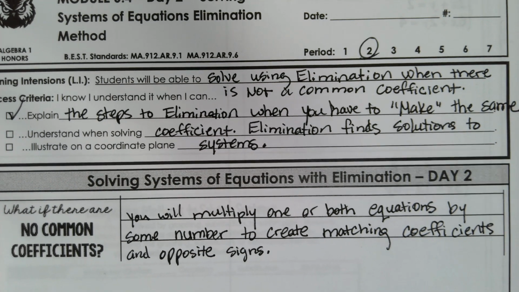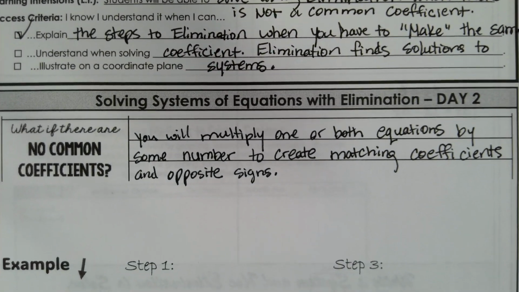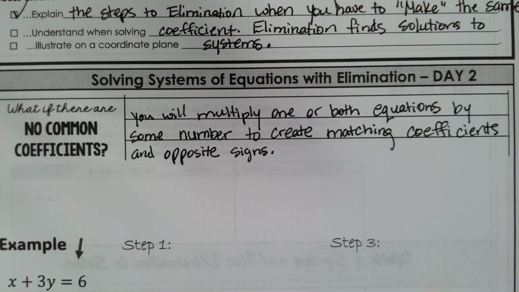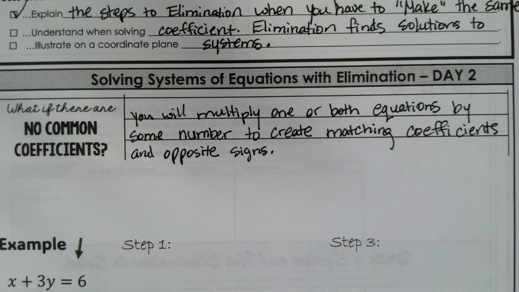If there is no common coefficient in the equations, so you're going to be working with two equations, you will have to multiply one or both equations by some number. So you're going to have to be smart about what you're doing here to create matching coefficients and opposite signs. And then once we do that, we can add them together and eliminate a variable and go through the same steps as we did yesterday, okay? So that's kind of where we're at today.